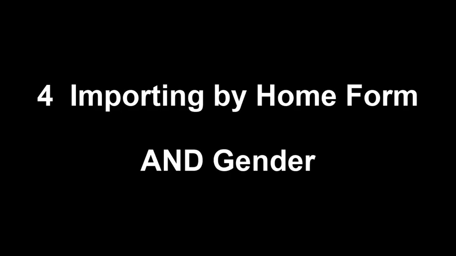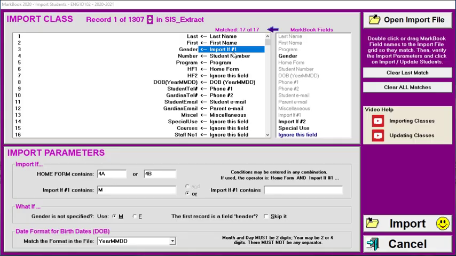A boys phys ed teacher may wish to import all of the boys in two home forms. In this case, rearrange the matches so that import if number 1 is set against gender. Select the two home forms, 4A and 4B in this example, and put the letter M in import if number 1 contains. Now when you click the import button at the lower right, MarkBook will import all of the boys in 4A and 4B.